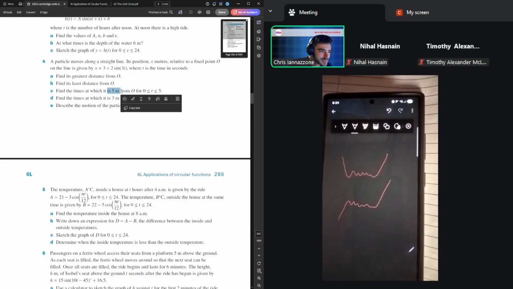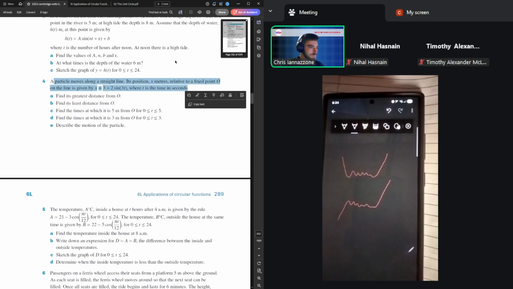Times at which it's 5 meters. Again, same thing as before. Weird thing here, describing the motion of the particle. Yeah, we've got enough time to discuss this one. I don't think anyone's going to be able to get this themselves, but I might be surprised. Let's talk about it. A particle moves along a straight line.